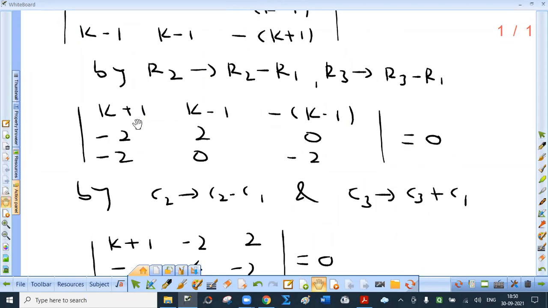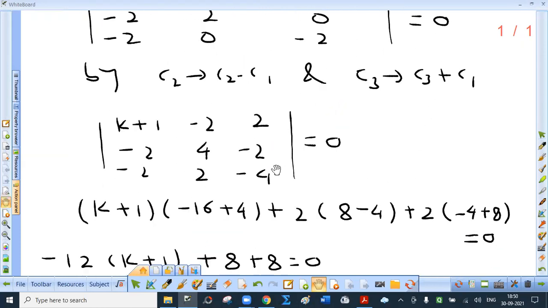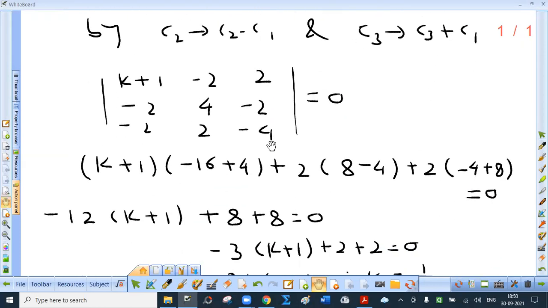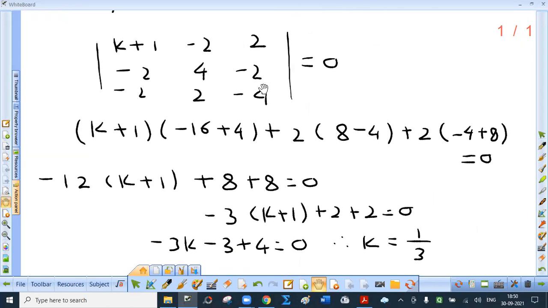C2 changes to C2 minus C1. C3 changes to C3 plus C1 rather, because minus sign is there. So you get this determinant. Now just expand this and solve the equation for k. You get k equal to 1 by 3.